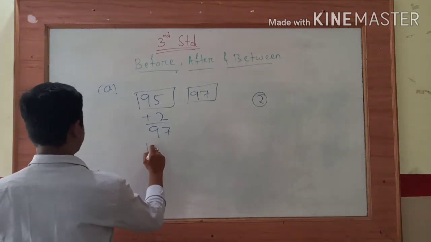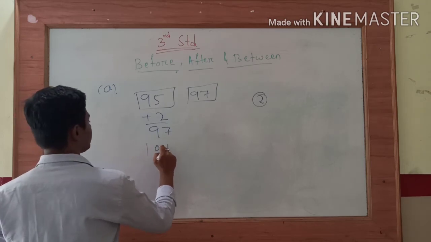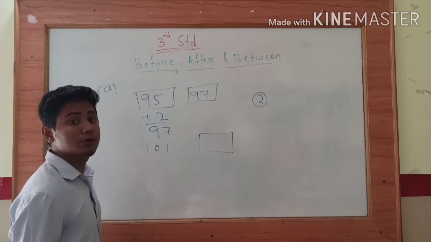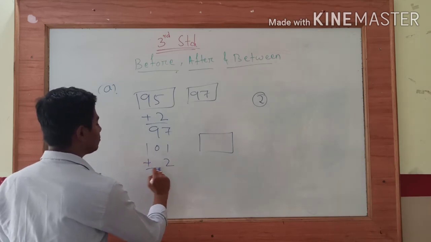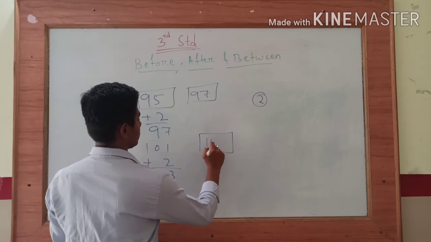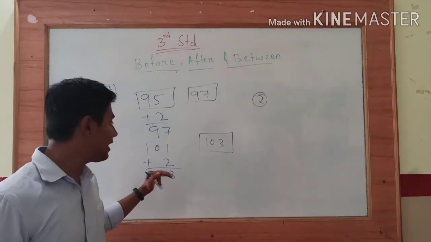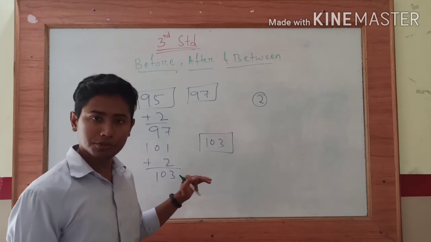Then here is written 101. Then find the next number, count by 2. So I add 2, then 103. To count by 2, that's why I add 2 here. Understood everyone?